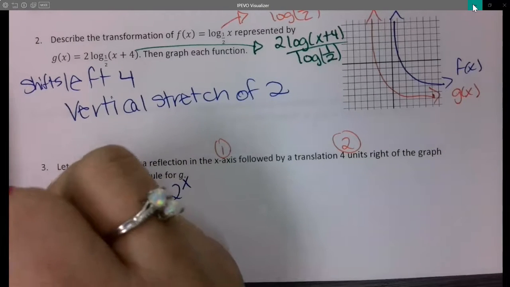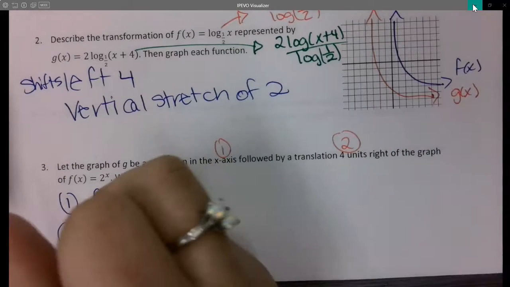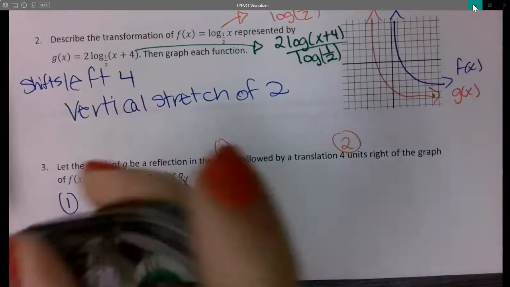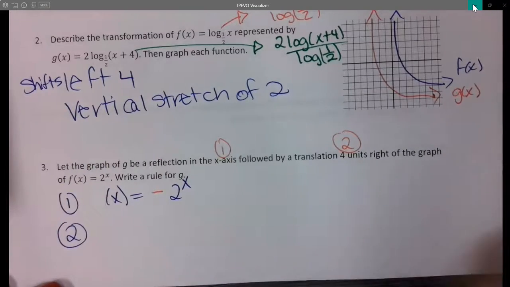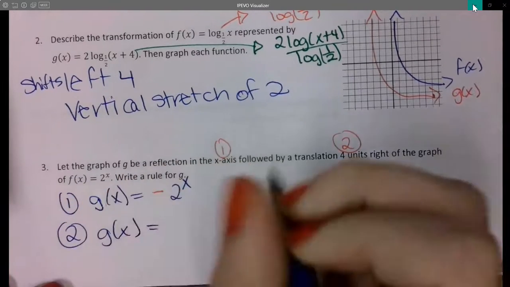Then for my second step, it wants it 4 units right. Left and right goes with the x, and then it's opposite the sign. Oh, I didn't want f of x, I wanted g. And it's g of x because that's my new function.